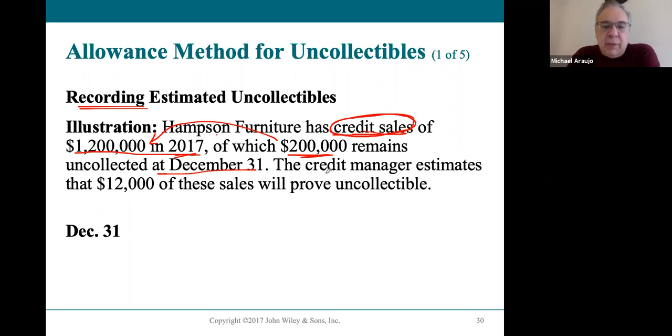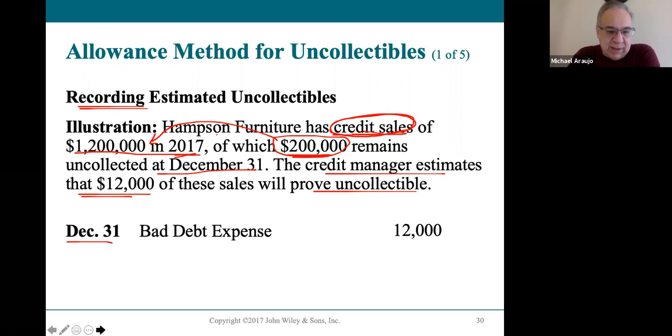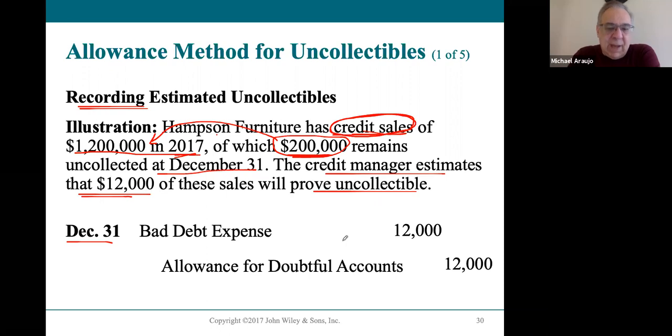The credit manager has come up with an estimate that $12,000 of the receivables are going to be uncollectible. And so it's December 31st. They're going to close out with a bad debt expense for $12,000, and they're going to move that $12,000 into the allowance for doubtful accounts, right? Credit side. What does the allowance for doubtful accounts do? It'll shrink the receivables on the balance sheet to get to the number that they think is more accurate.